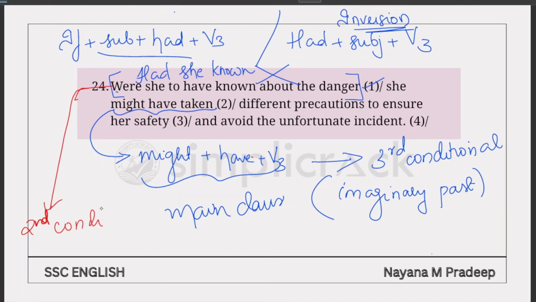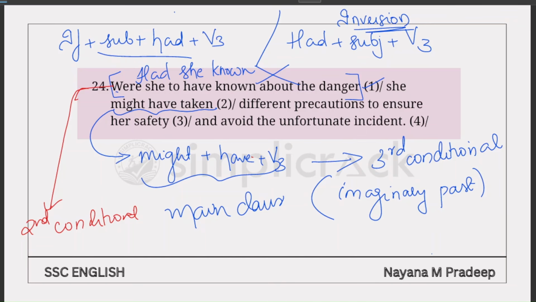What does second conditional indicate? Second conditional indicates a hypothetical situation in the present or the future. Hypothetical or imaginary or unlikely situations in the present or the future. For example, we say, if I were a bird, I would fly. If I were you, I would take up the job.